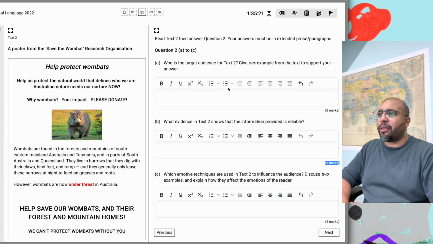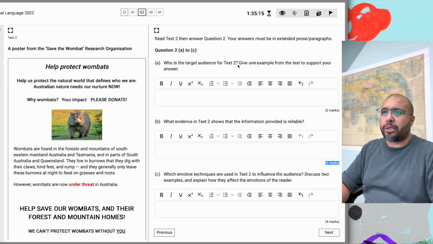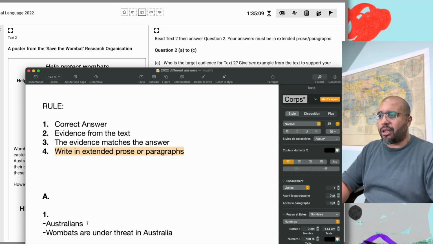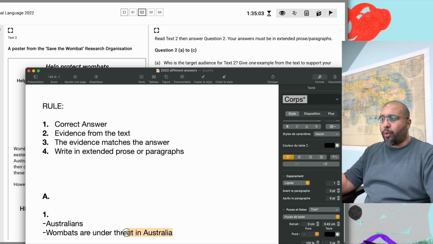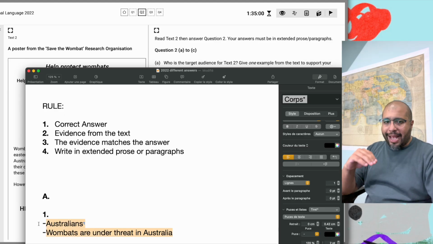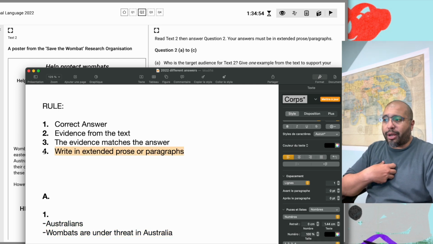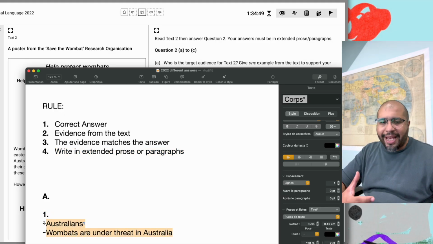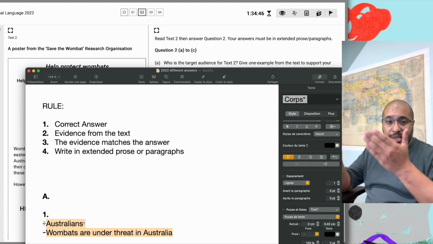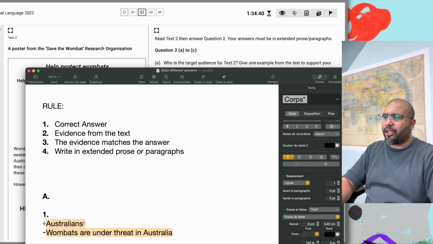So when we take a look at this example, question A says, who is the target audience for text 2? Give one example from the text to support your answer. If my response is written as such, if I just use bullet points and the first one I write Australians and the second one I write wombats are under threat in Australia, this answer is not a successful response. Why? Because it's not written in extended prose or paragraph, and these are just things I'm copying from the text. There is no evidence that I actually understand what I wrote. So this kind of response is to be avoided during the examination.